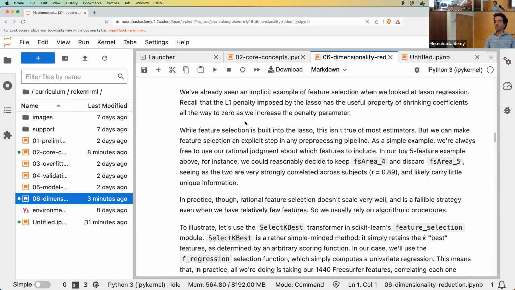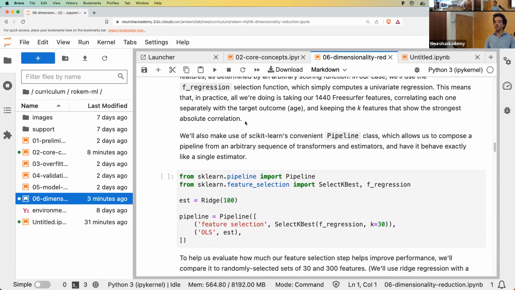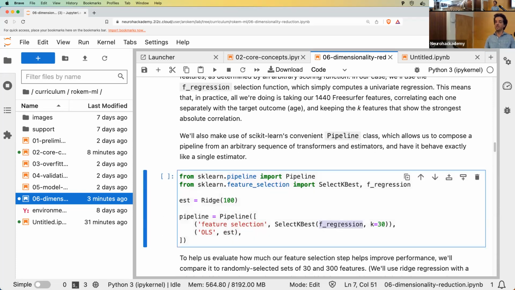So here is feature selection. In this case, it's based on F regression, which is essentially this heuristic that you were just describing, which is let's select the best 30 in this case, most correlated variables that are most closely correlated with the target. That's F regression essentially.